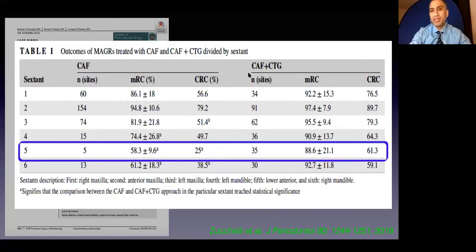And when you look at coronally advanced flap plus connective tissue grafting, you'll notice here that the complete root coverage is only about 60%. Now, of course, Zucchelli is a very talented clinician. His results may not be necessarily representative of the average person's, but nonetheless, this does illustrate that the outcomes in the anterior mandible are a bit inferior to that of the rest of the mouth.